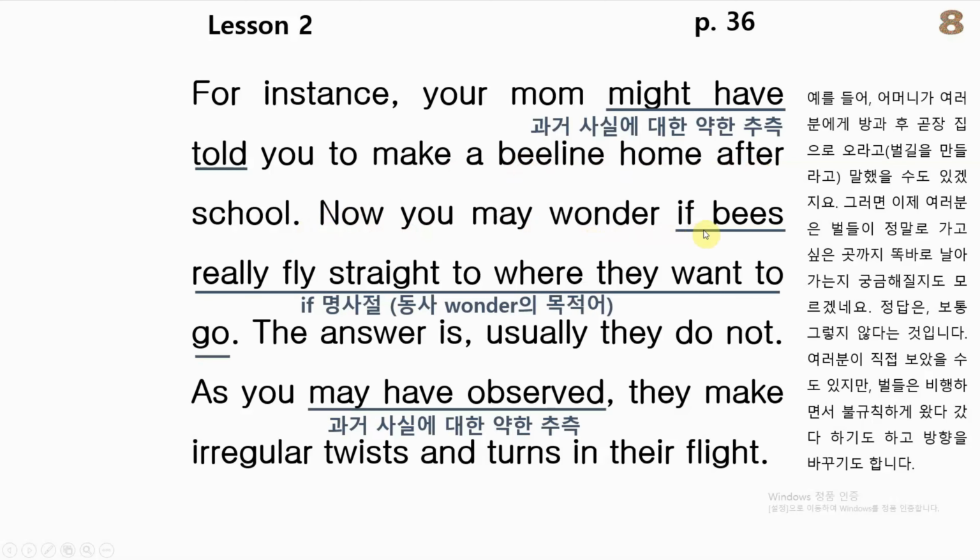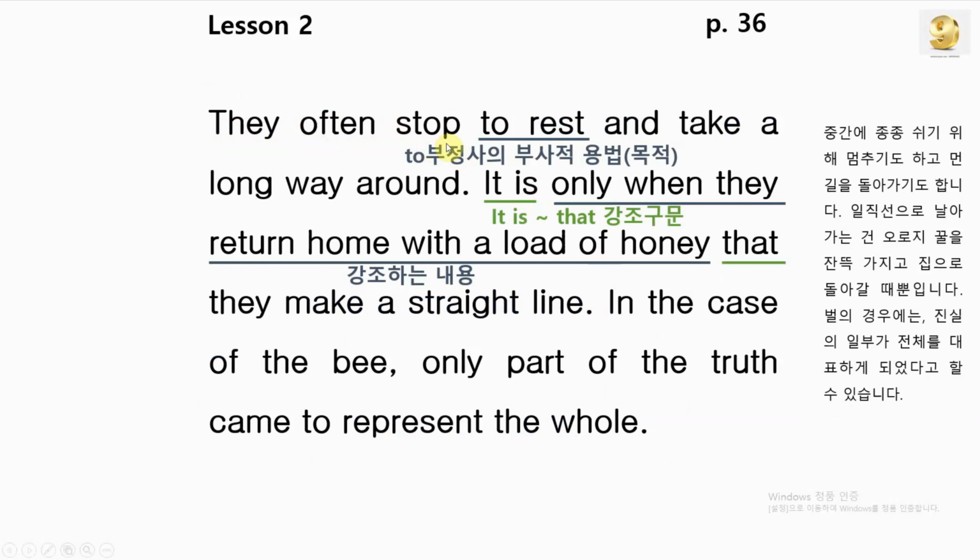Now you may wonder if bees really fly straight to where they want to go. The answer is, usually they do not. As you may have observed, they make irregular twists and turns in their flight. They often stop to rest and take a long way around. It is only when they return home with a load of honey that they make a straight line. In the case of the bee, only part of the truth came to represent the whole.